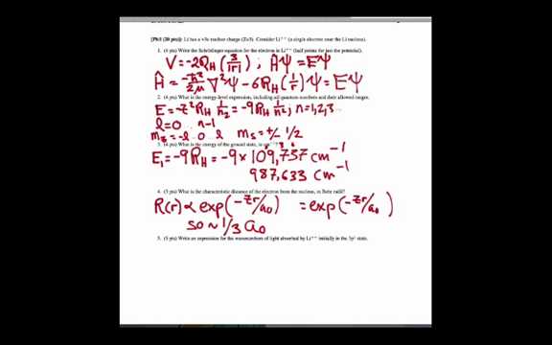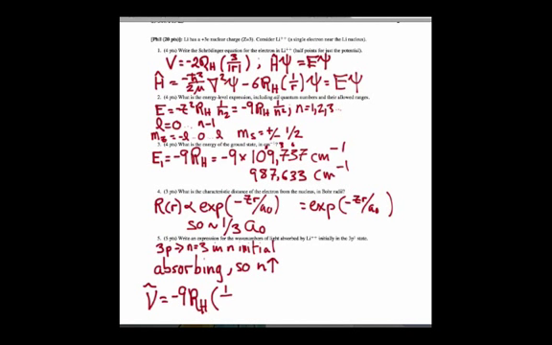Finally, let's write an expression for the wave numbers of light absorbed by lithium double plus initially in the 3p1 state. So 3p1, that's n equals 3. That's the important part. Also, we're absorbing light, so we have to go from n equals 3 to a higher value of n because the energy has to go up. So the wave numbers are going to be -9 Rydbergs times 1 over the final quantum number squared minus 1/9, where the final quantum number is 4, 5, 6, 7, 8, 9 through infinity.